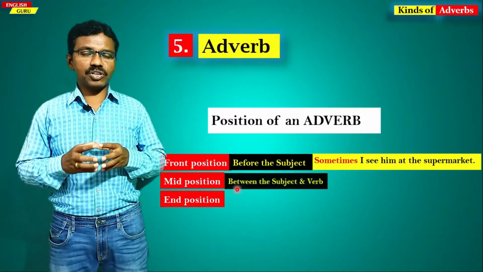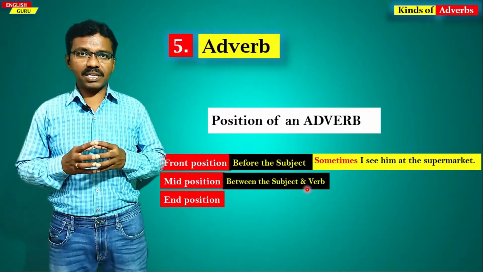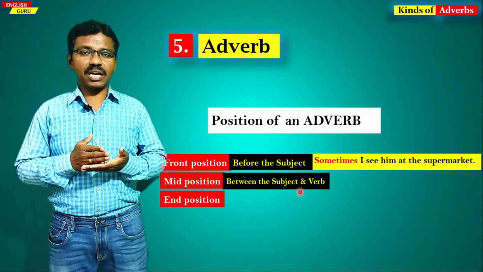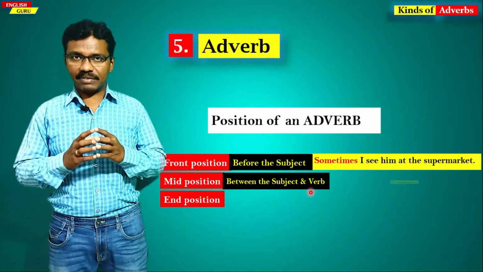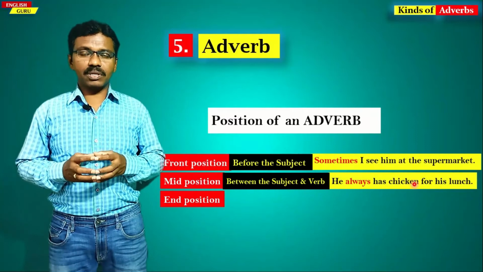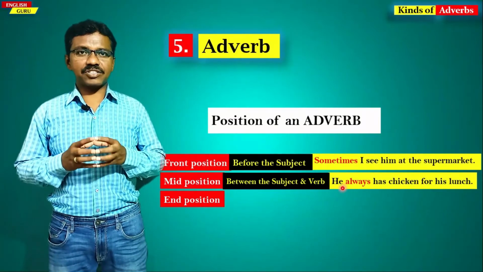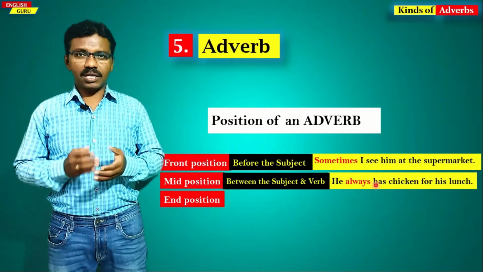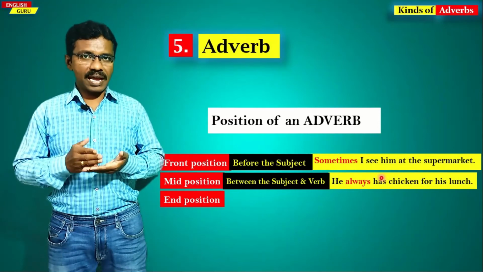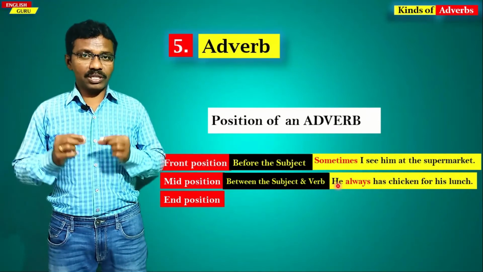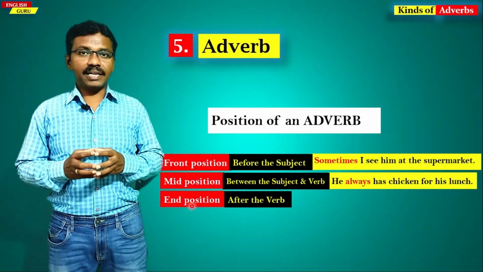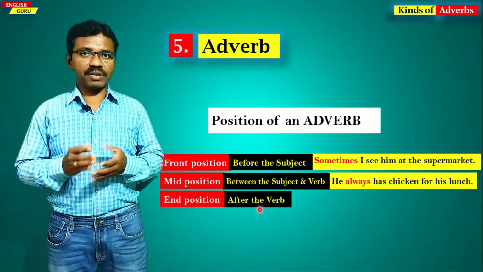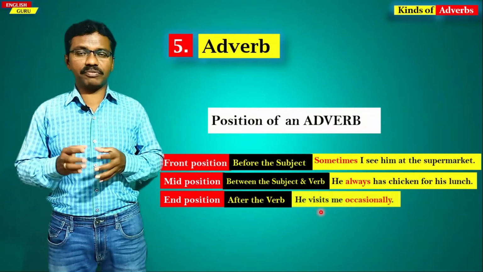And in the mid position of a sentence, it appears between the subject and the verb. So between the subject and the verb we see adverbs normally. For example, he always has chicken for his lunch. Here he is a subject, has is a verb, so in the middle always is an adverb. And in the final position, the end position of a sentence, we see it after the verb.